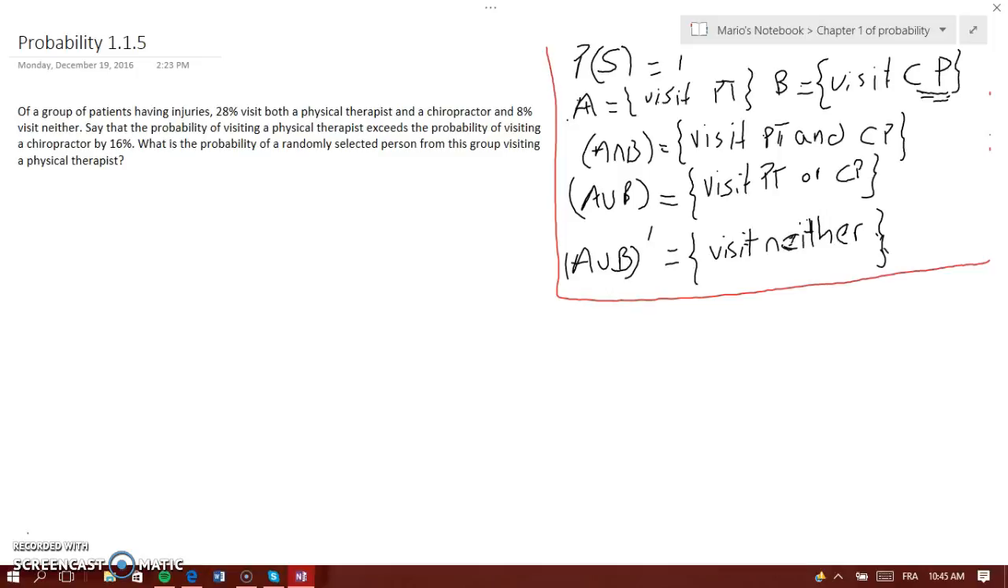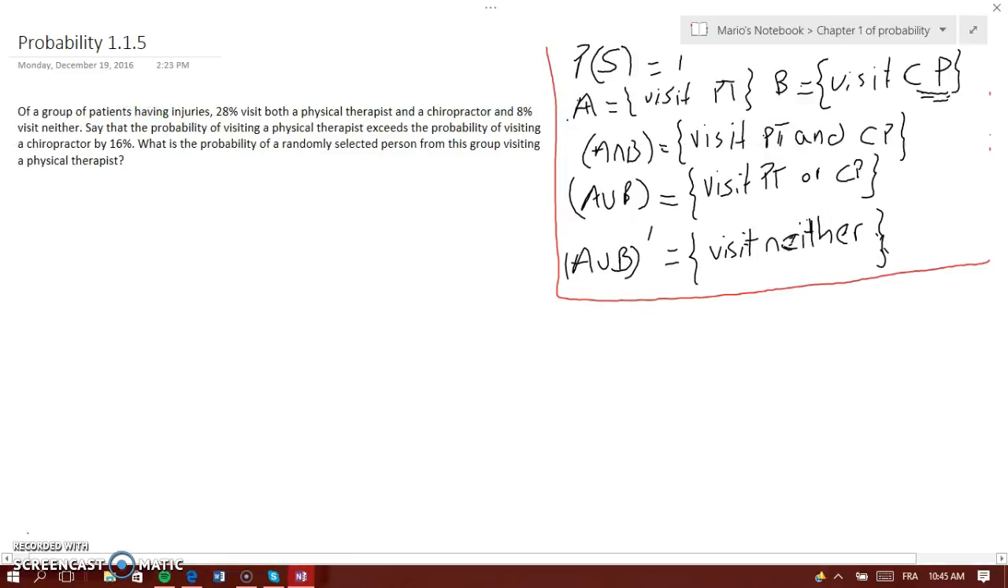Now, why did I put that? It's because you may find people who would visit only a physical therapist or only a chiropractor. Or you did find people who visited both physical therapy and chiropractor. And some may actually visit none of them. So there are all these possibilities, so we need to count them too.